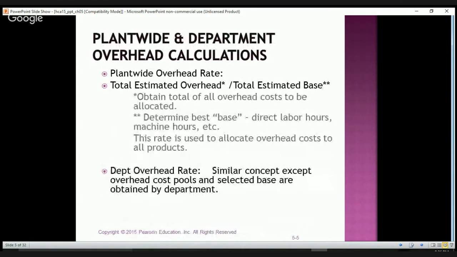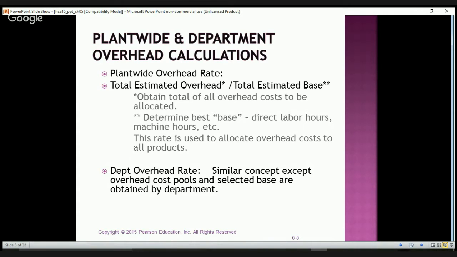Recall the formula to calculate the plant-wide average overhead rate, using the total estimated overhead as the numerator and the total estimated base as the denominator. That base might be direct labor hours, direct labor dollars, machine hours, or something else. The result will be a dollar amount per single unit of the base. For example, if total estimated overhead is about $750,000 and our total estimated base is 15,000 direct labor hours, we take the 750,000 divided by the 15,000 and we would allocate $50 of overhead per direct labor hour.